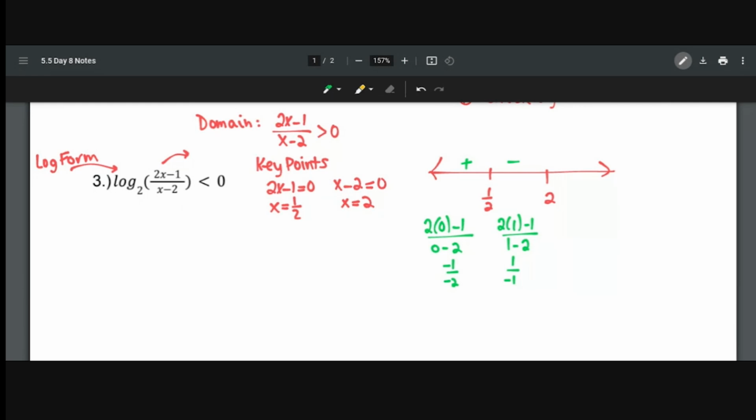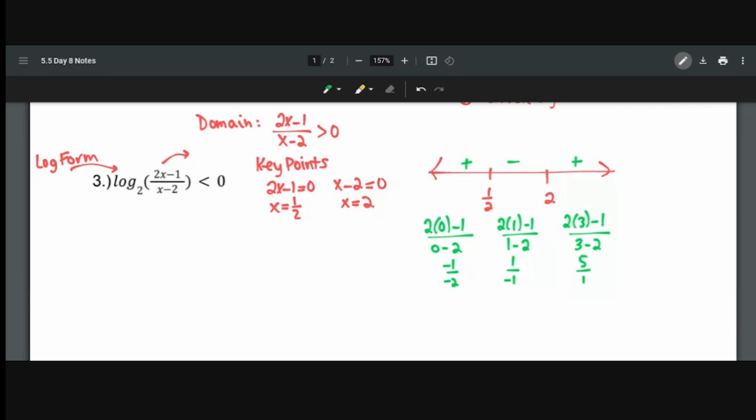I'm guessing the last region is going to be positive, but we have to check anyway. So I'm going to plug in the number 3. So 2 times 3 is 6, minus 1 is 5, and 3 minus 2 is 1. So that is a positive.